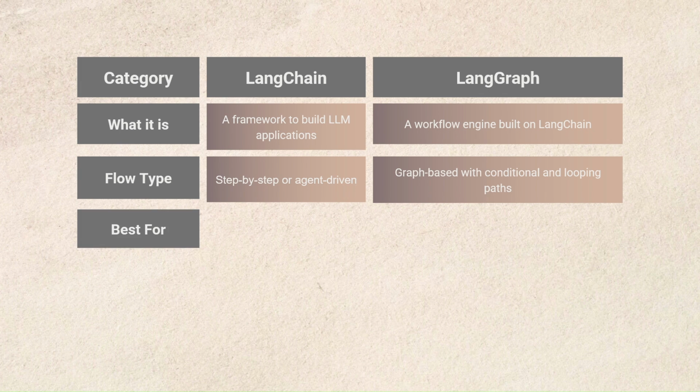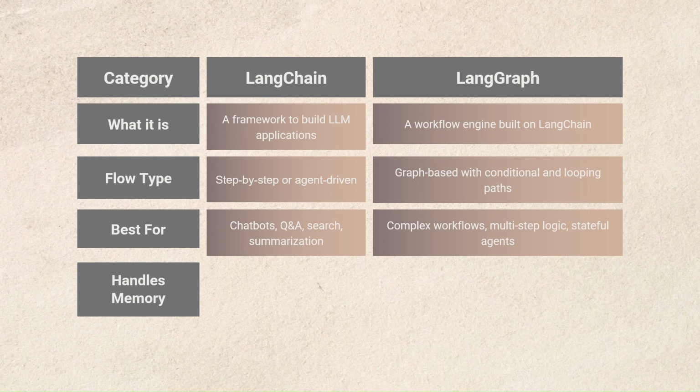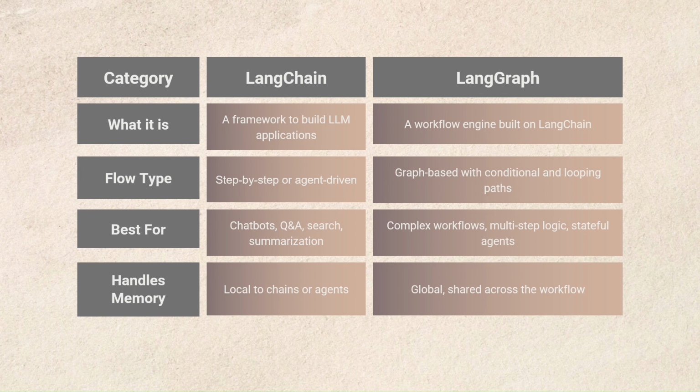Third, what it is best for. LangChain works great when you are building apps like chatbots, summarizers, or search assistants, basically linear tasks. While LangGraph is for complex logic like multi-step logic, stateful agents, and complex workflows. Next, let's talk about their memory handling power. LangChain stores memory locally for a chain or an agent, while LangGraph goes further, it actually keeps a shared state across the global workflow. So every part of your graph knows what's going on.